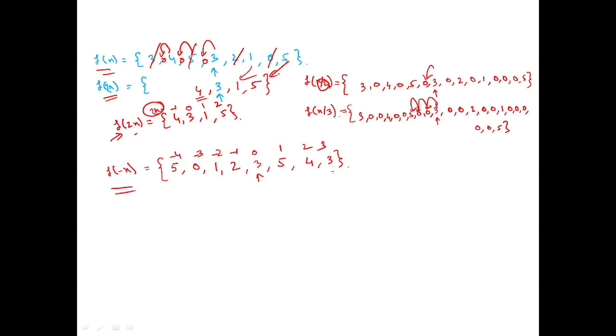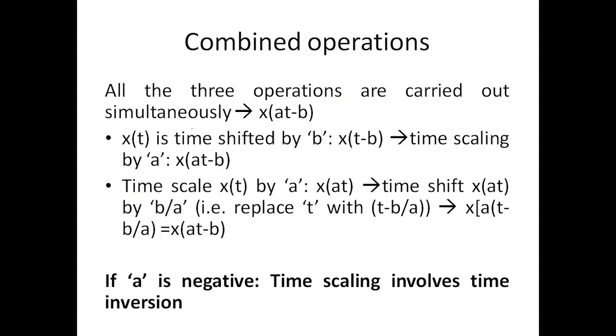x of minus n: see, this 5, across the 3 pivot, which remains the same, 5 comes over here, then 4 comes over here, 3 comes over here. Similarly this 2 will come over here, and 1. Across the center point you just rotate the signal.